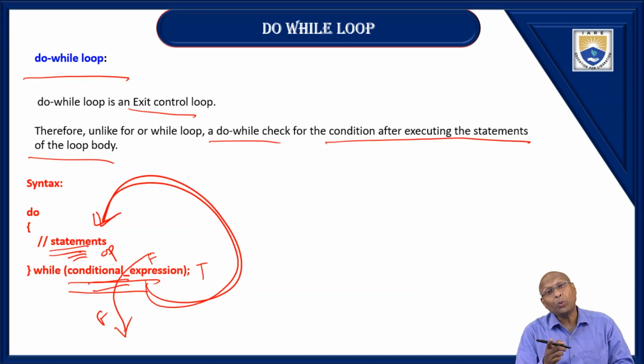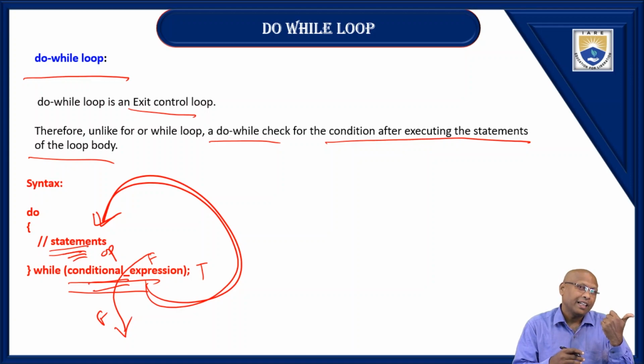So that means a do while loop will work at least one time, whereas a while loop may work, may not work. So there, at least is 0. Here, at least is 1. Do while will execute at least one time, whereas while loop will execute at least 0 times.